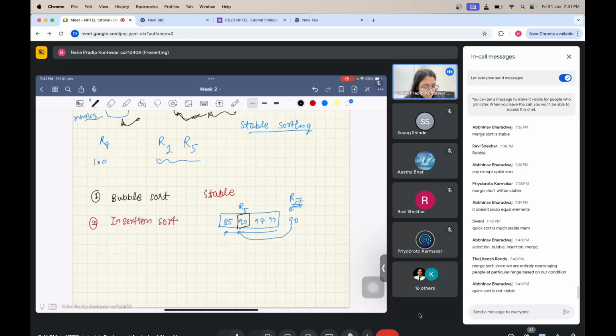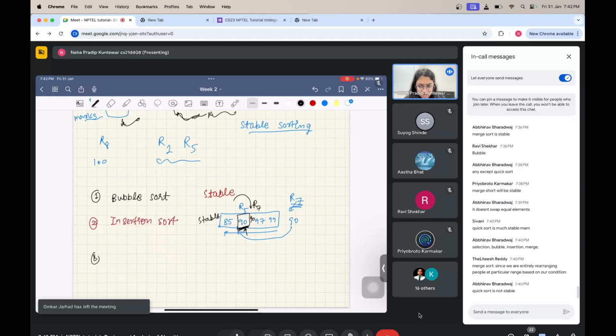If 90 were not originally here, of course you would put R7 here, but now that it's here, you'll always keep it next to the last repeated occurrence that you had. So 90 would come over here, so you are preserving the order. So yeah, that's why it is stable.